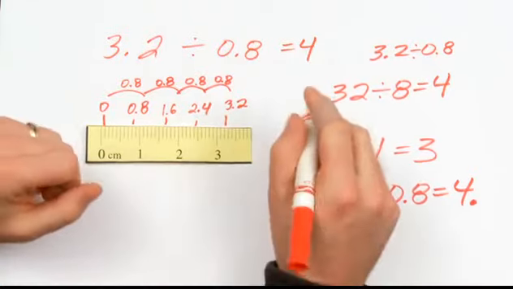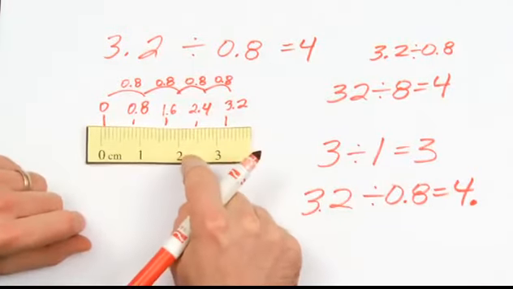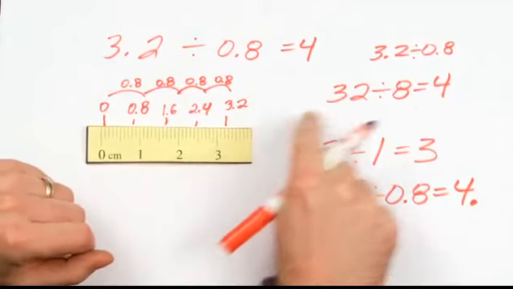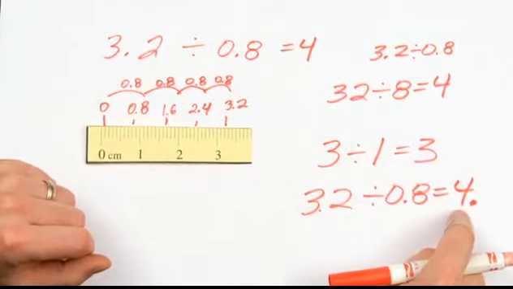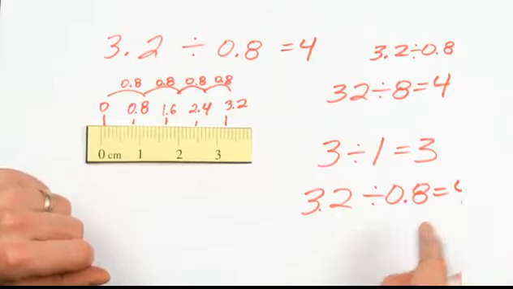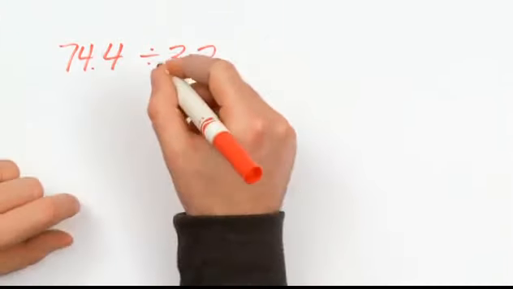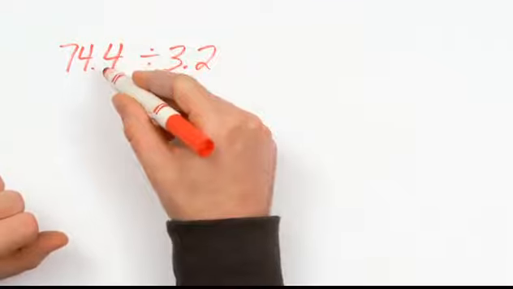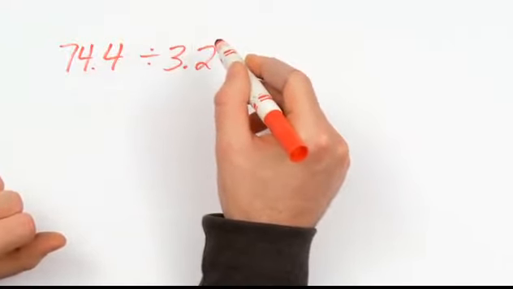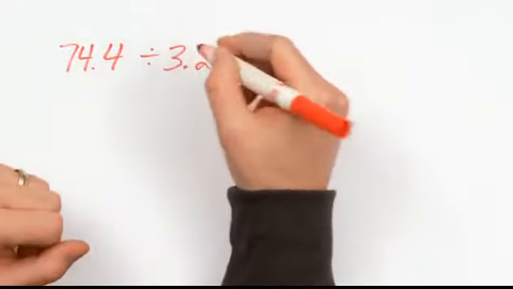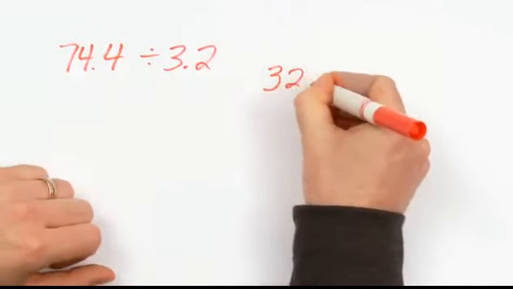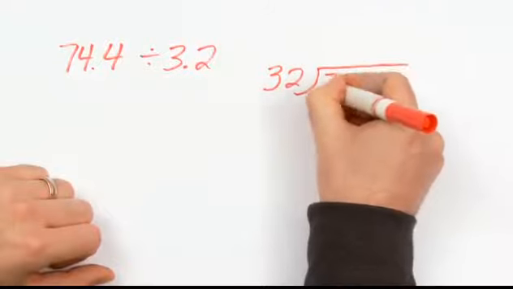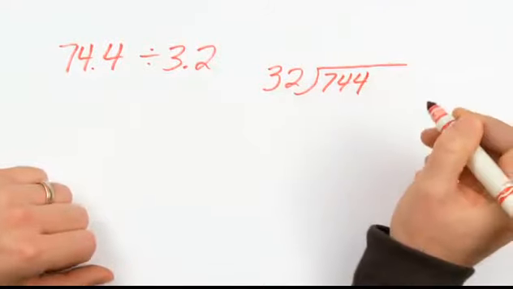So one way to solve problems like this is to use a model such as a ruler. Another way was to divide the whole numbers and use estimation to place the decimal point at the end. Let's try another question. 74 4/10 divided by 3 2/10. Let's ignore the decimal points and divide the whole numbers. I can write it like this, 32 into 744.